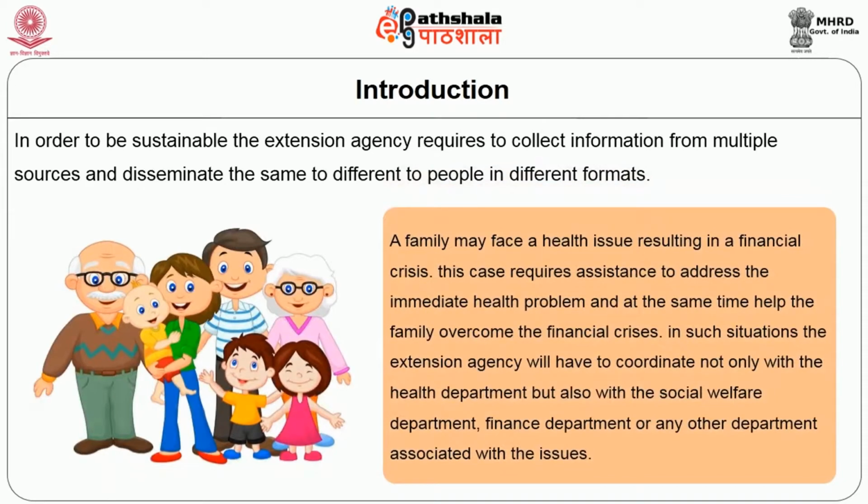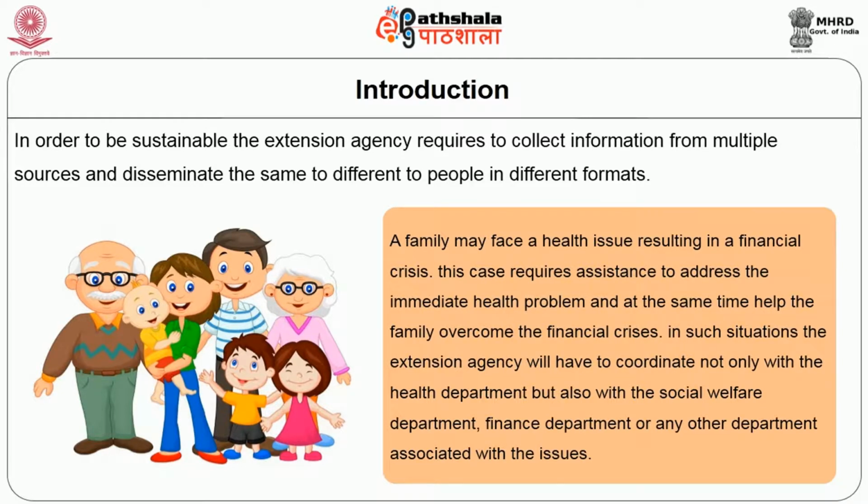For example, a family might face some health issues, and that might bring about a kind of financial crisis in the family. Now, when this happens, the extension agency needs to address the immediate health problem. They need to address the family's financial issues. They need to address the family's emotional issues. So they need to address various kinds of issues.